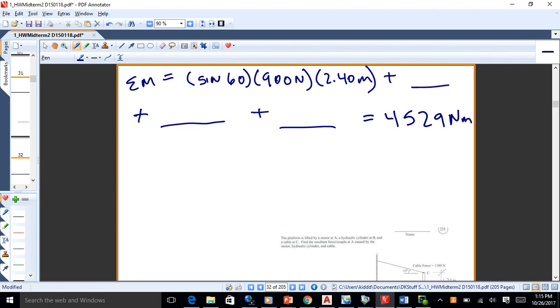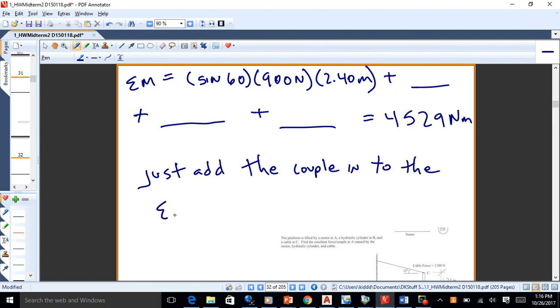Newton meters. Now what you've got there is a couple acting on this thing. There's a motor there at A that introduces a couple. So just add the couple in, okay? You don't need a moment arm or anything like that. Just add it in. That's what you do with couples. So it's just another term. Just put it on in there and include it when you go through.